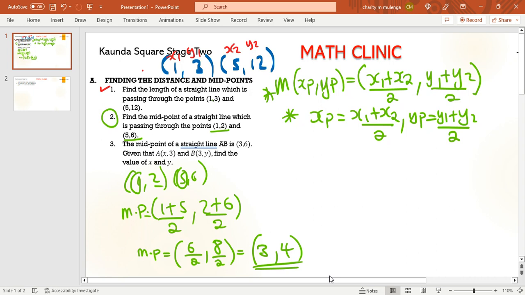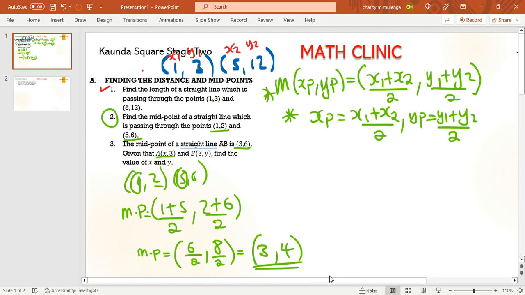Now, apart from finding the midpoint, they can also give you the midpoint and ask you to find any of the coordinates, such as in question number 3. The question says the midpoint of a straight line AB is 3, comma 6, the midpoint. So I've been given the midpoint here. Given that the coordinates of A are x, comma 3 and B is 3, comma y, find the value of x and y.